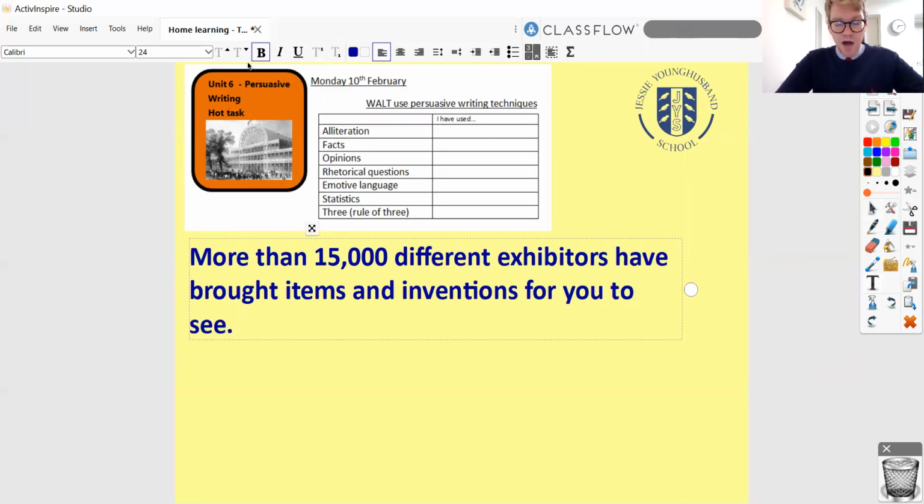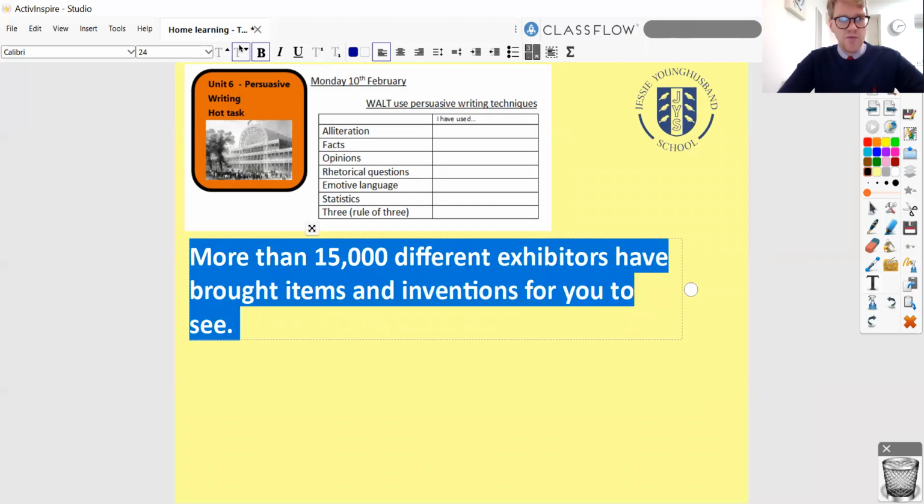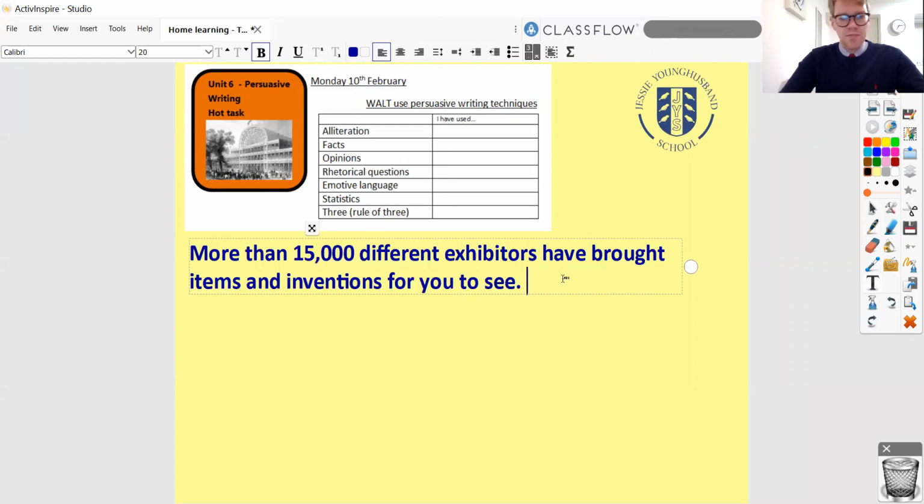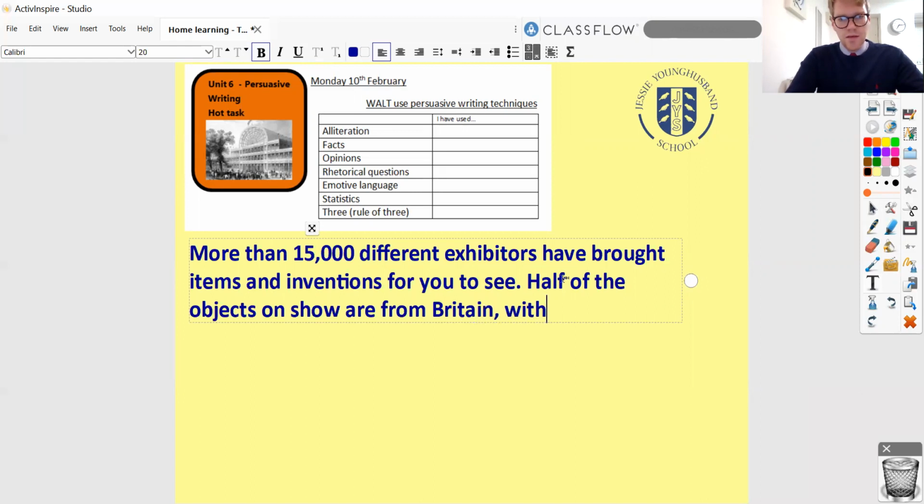I remember reading as part of our history work that around half were from Britain and around half were from the rest of the empire, so we can mention that as well. Half of the objects on show are from Britain. The remaining half are from other countries in the empire.